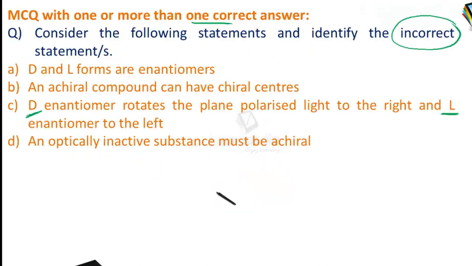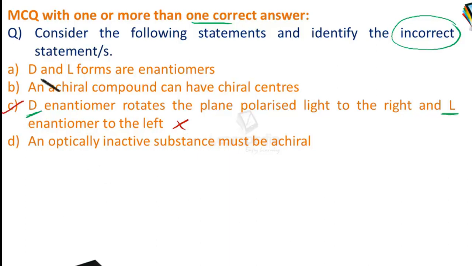So here, the statement says the D enantiomer rotates the plane polarized light to the right and the L enantiomer to the left. This statement is wrong, isn't it? Because the terms D and L do not refer to the sign of the optical rotation. It just indicates the relative configuration with reference to glyceraldehyde. So definitely this is a wrong statement. That's what we want. It should be in our answer.